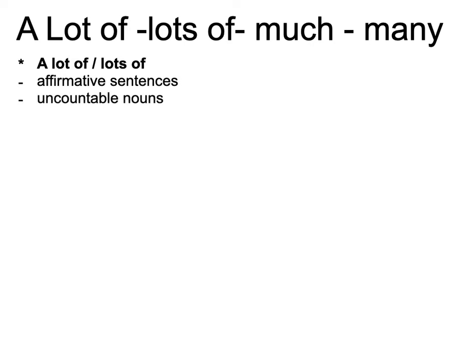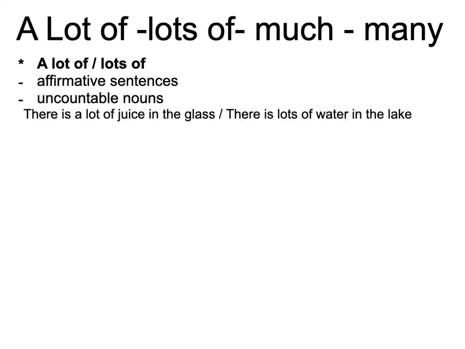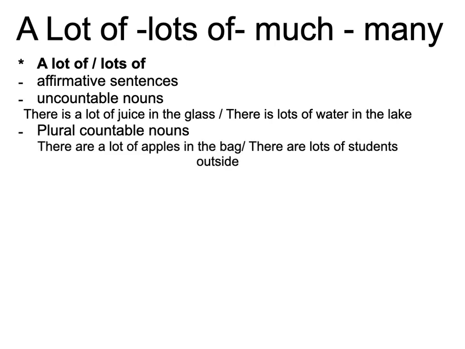Right. So let's continue with a lot, lots of, much, and many. A lot and lots of have basically the same meaning. You can use either of them. We use it in affirmative sentences, both with uncountable nouns, as in there is a lot of juice in the glass, or there is lots of water in the lake. It's exactly the same, but the uncountable noun will be in the singular form, or with plural countable nouns. For example, there are a lot of apples in the bag, there are lots of students outside.